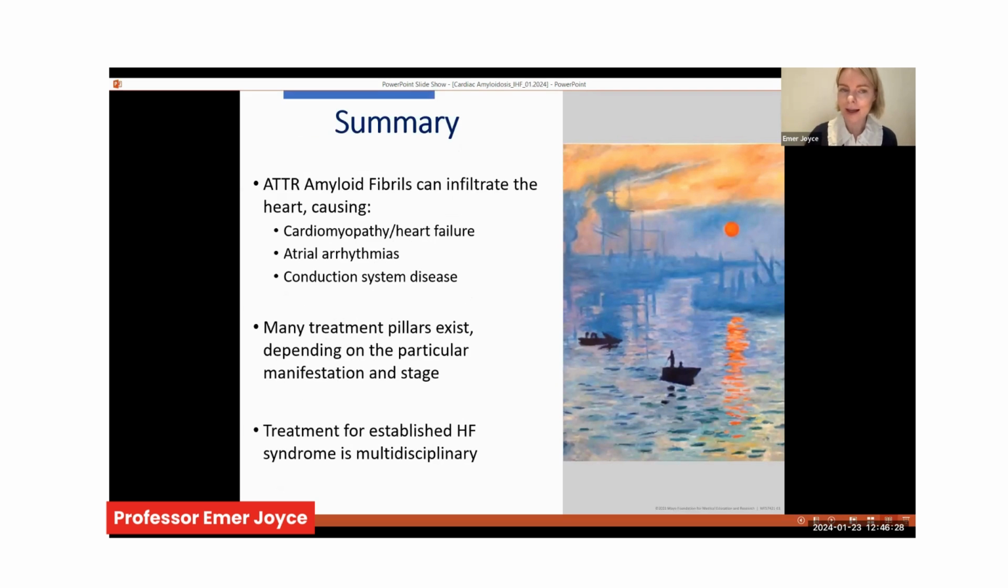So in summary, TTR amyloid fibrils are protein pieces. In the case of TTR amyloid, they're coming from the transthyretin protein in the liver. They can infiltrate the heart and the peripheral nerves, and the joints in terms of orthopedic manifestations, the median nerve. And in the heart, they can cause heart inefficiency, AFib, slow heartbeats. There are many treatments. You saw those treatment pillars, and ideally the treatment is multidisciplinary. I'll finish there. So thanks very much for listening.